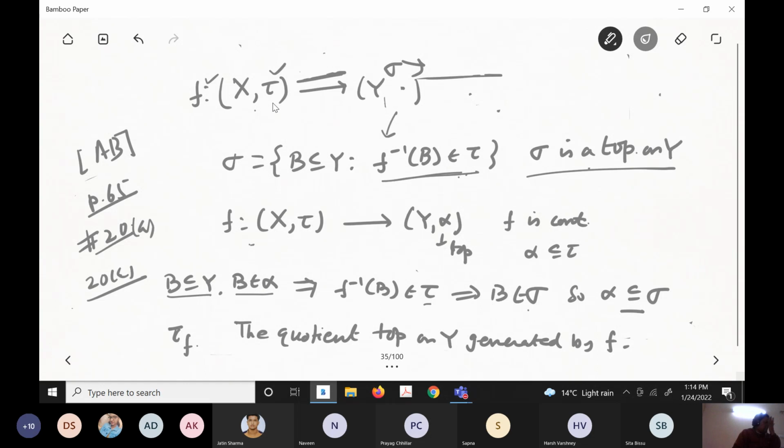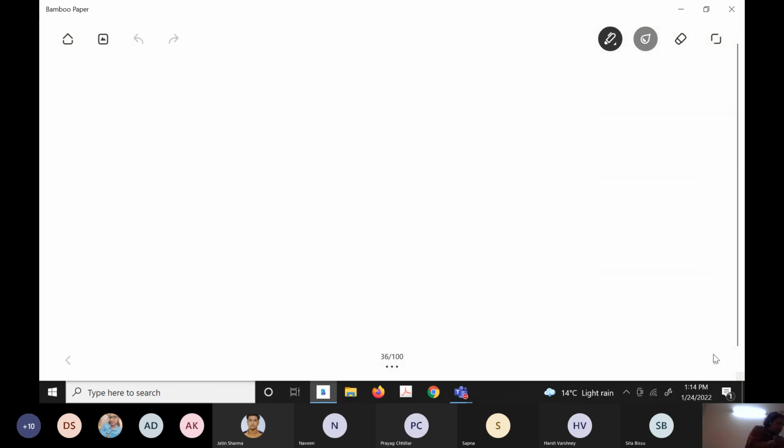Now the question in the other direction, which Aliprantis 20C handled. Suppose you have a topology and you have some continuous map. How do you know this is a quotient topology? You may ask me why I need to bother whether it's a quotient topology or not. You need to bother because quotient topology gives many useful spaces.